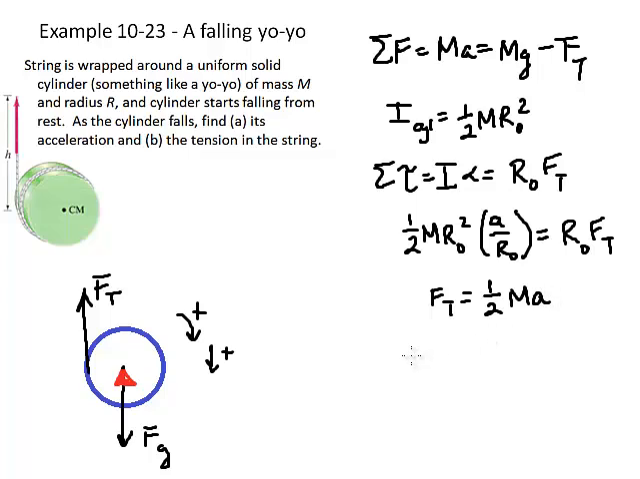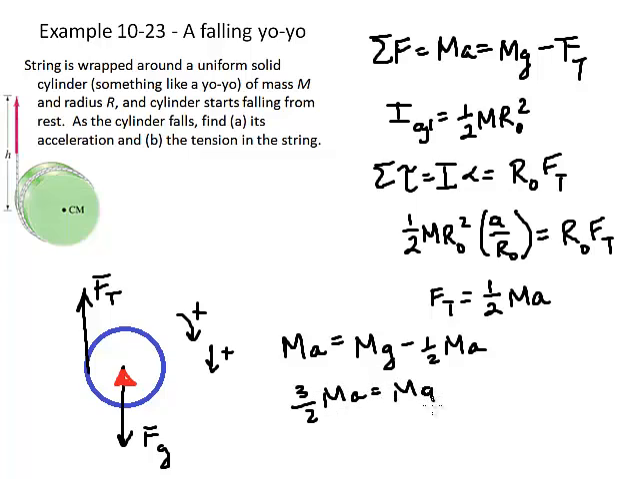Let's plug that back into our sigma F statement. So I get ma is equal to mg minus 1/2 ma. I'll bring this last term to the other side and get 3/2 ma equals mg, or a is equal to 2/3 g. That's a little bit less than the actual acceleration of gravity, 9.8. It's 2/3 of that value, and that kind of makes sense because there's a string that's preventing it from accelerating at g.